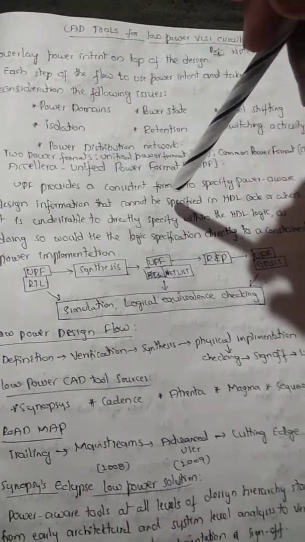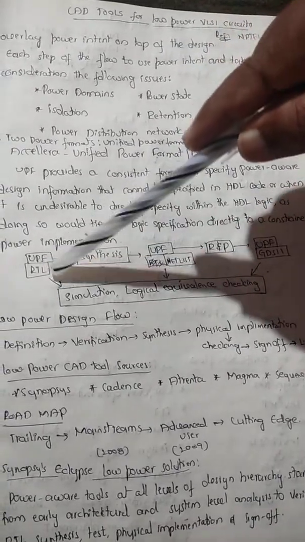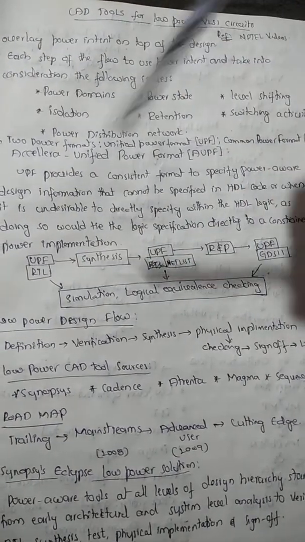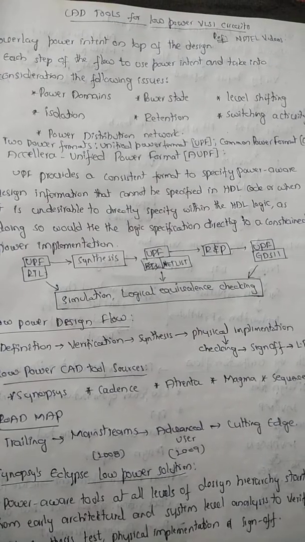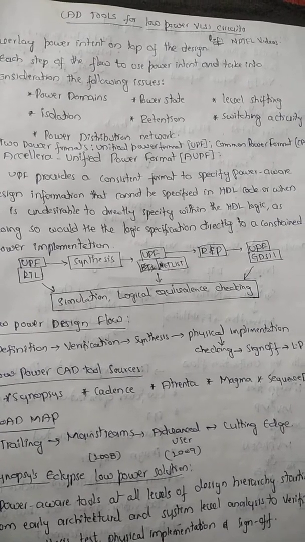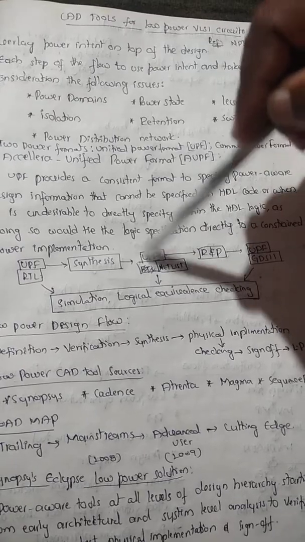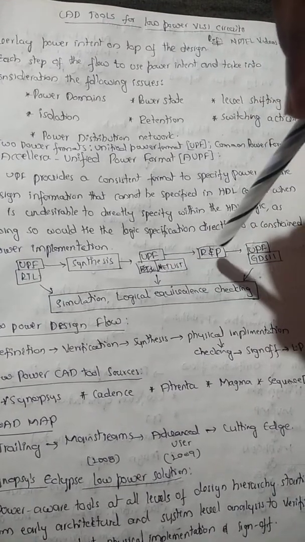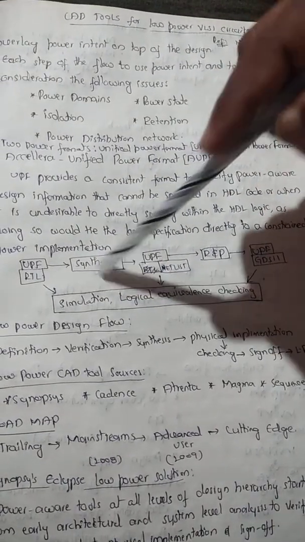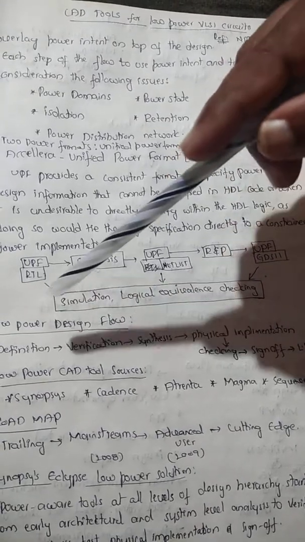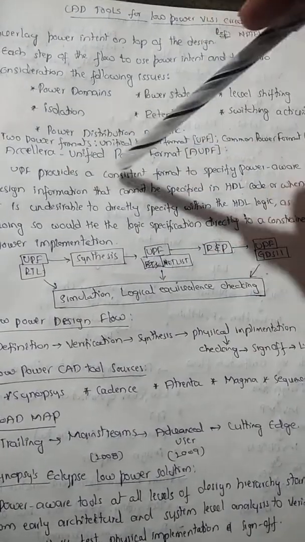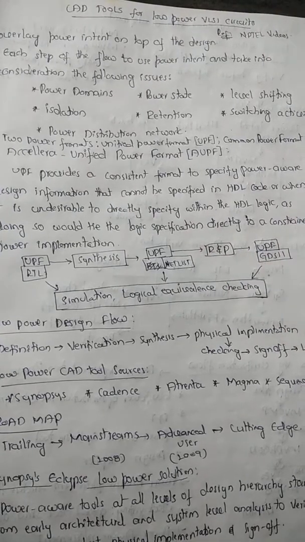The RTL is mixed along with the UPF, and we do the synthesis process. The output of the synthesis process is the netlist. The netlist is again included with the UPF, and we go for placement and routing. Simulation, synthesis, routing, and verification are all done over here. That is why we prefer this Accellera UPF.